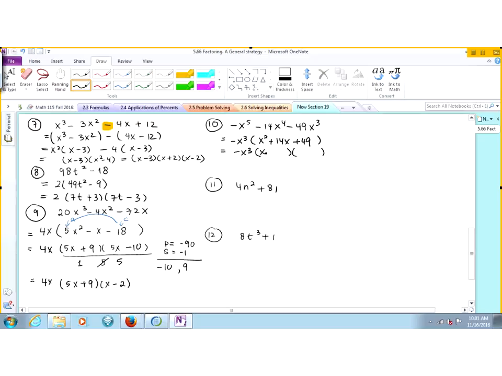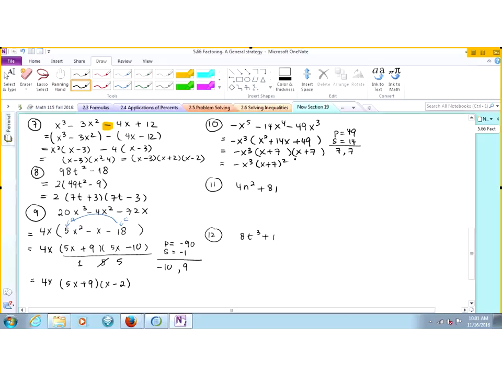Good. So we have negative x cubed. How do I factor x squared plus 14x plus 49? AC? No, we don't need AC here. The product is equal to 49. This is actually a perfect square trinomial. So 49, and the sum has to equal 14. So what are the two numbers? 7 and 7, yes. So this is negative x cubed times x plus 7 squared. Yes or no?